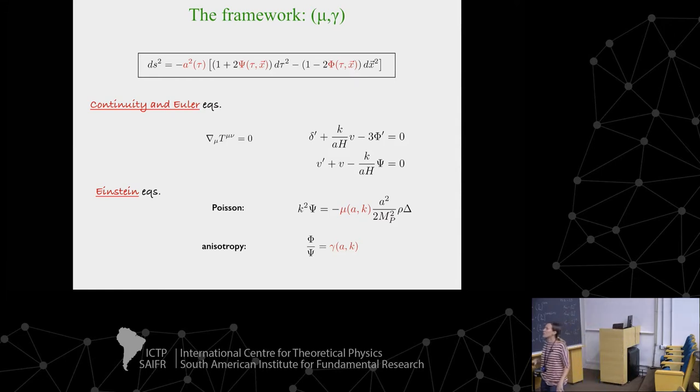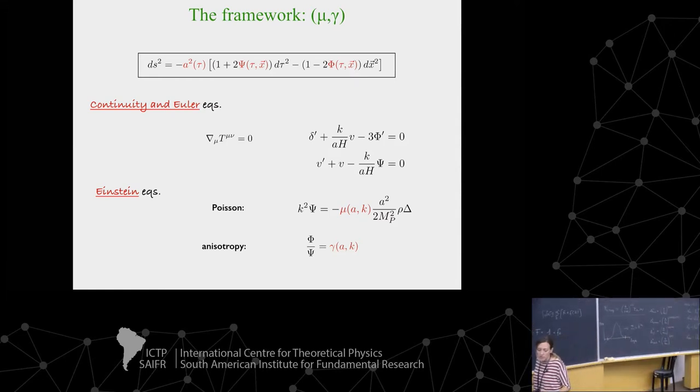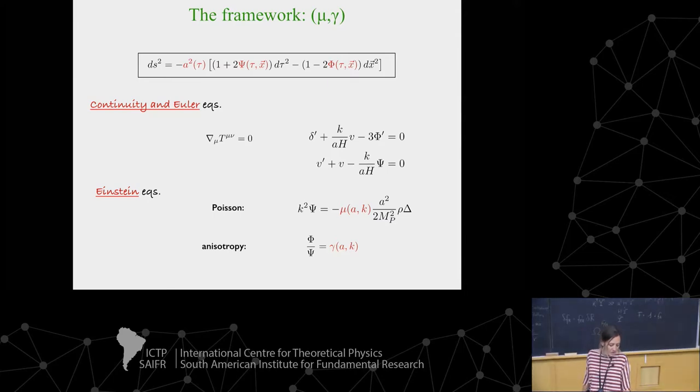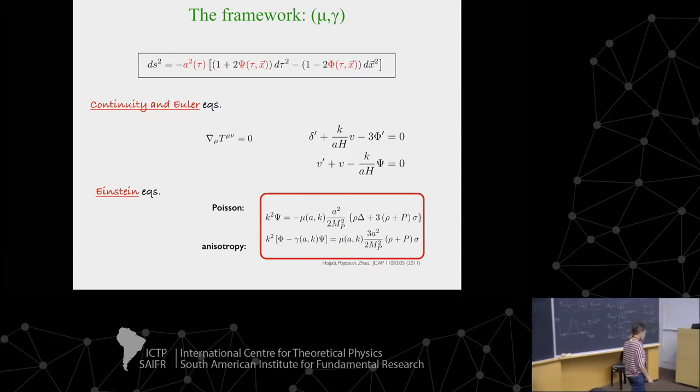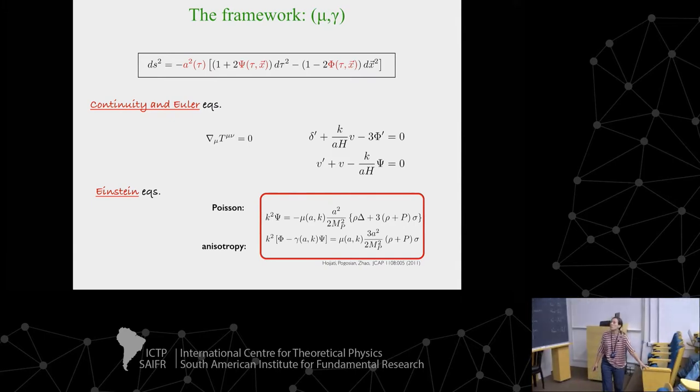So it's forgetting about all the complicated details of how your theory actually modifies and assuming that there are these functions. The way you have built this is very similar to the way in which you introduce w, the equation of state for dark energy, and you say it's minus 1 in lambda CDM, and it may be a function of time in any other model. Similarly here, mu and gamma are 1 in lambda CDM, time and scale independent, and they're typically something different from that in modified models.